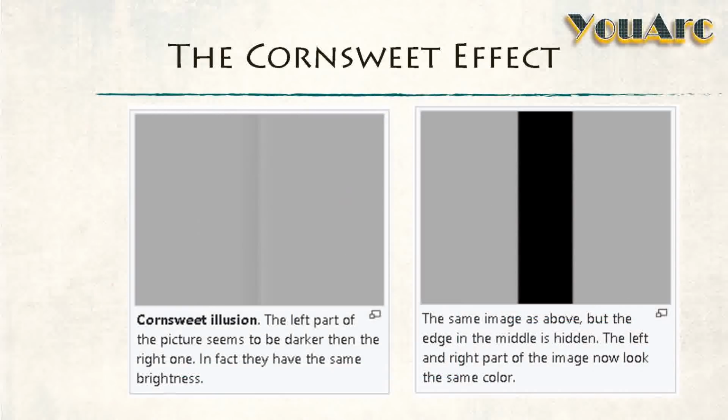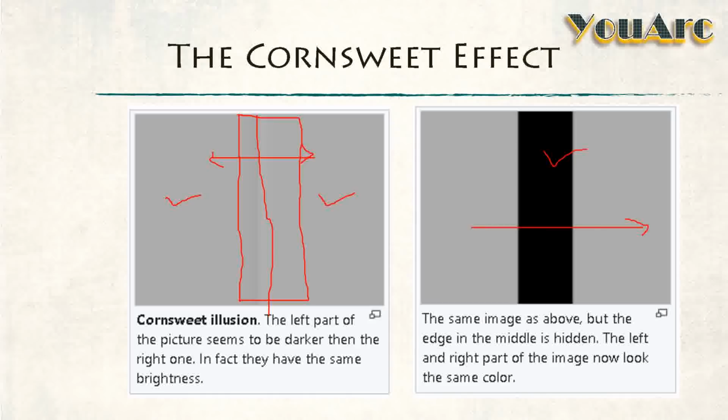Let's see this effect with a better example. So here in this picture we can see two parts. The left part seems to be darker in color than the right part. In fact, they both have the same brightness. This illusion is created by a line which is happening here. If we hide this particular line with a rectangle like this image here, we can see the left part of the image and the right part of the image look similar. So this particular effect is called Convex effect.